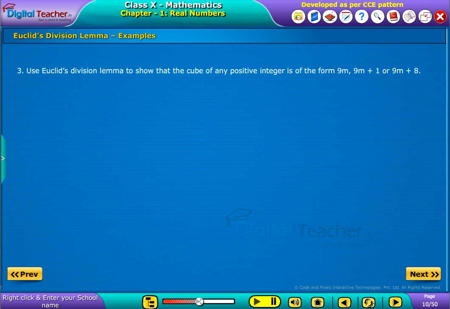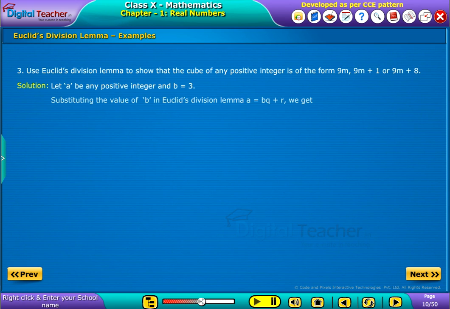Problem 3: Use Euclid's division lemma to show that the cube of any positive integer is of the form 9m, 9m plus 1, or 9m plus 8. Solution. Let a be any positive integer and b equal to 3. Substituting the value of b in Euclid's division lemma, a equals bq plus r, we get a equals 3q plus r, where 0 is less than or equal to r, which is less than 3. Let it be equation 1.